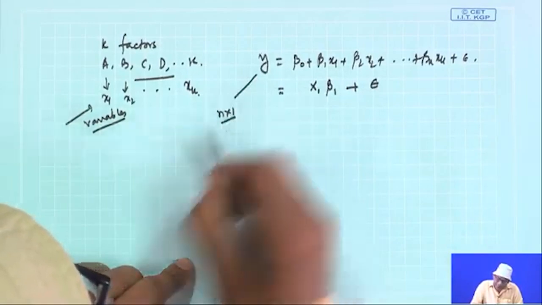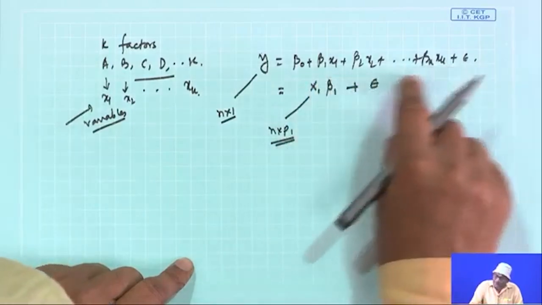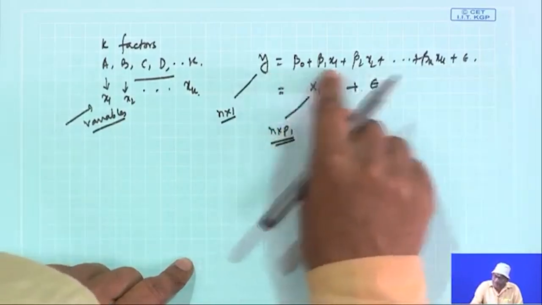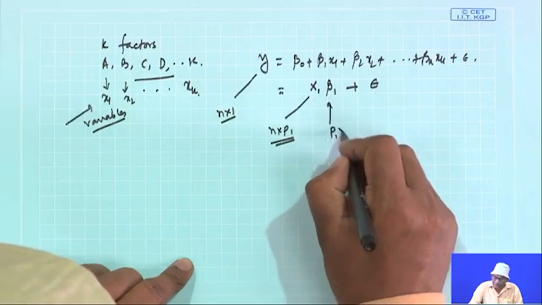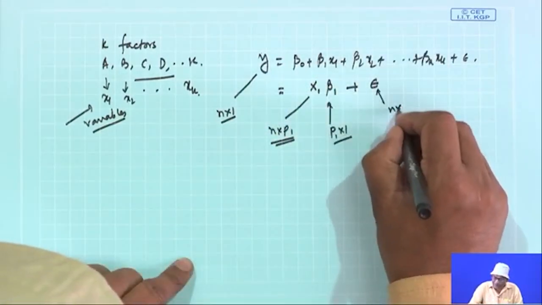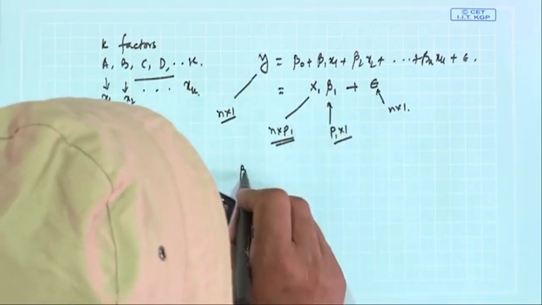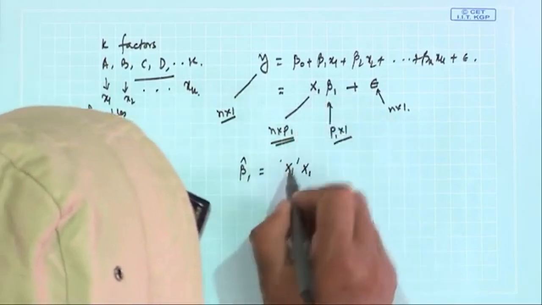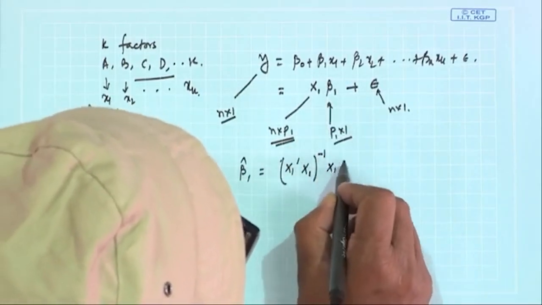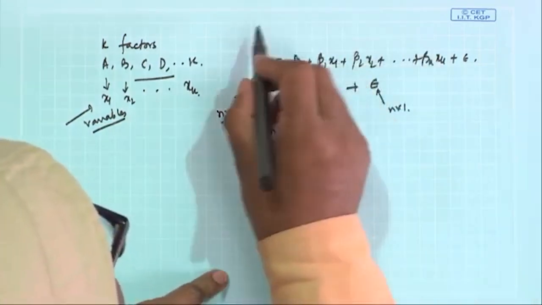where y is n cross 1, n number of observations, X 1 is basically n cross p 1. Suppose p 1 number of effects, when we use only the main effects, interaction effects are not considered. So, that means p 1 number of parameters considered here. Beta 1 is p 1 cross 1 number of effects to be estimated, and epsilon is n cross 1. So, you know that in this, if I write down, then under this situation beta 1 cap is equal to X 1 transpose X 1 inverse X 1 transpose y, that is the formula you have used earlier. So, this is the model you have considered.